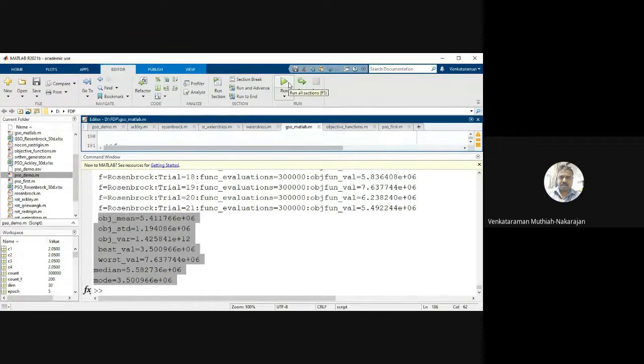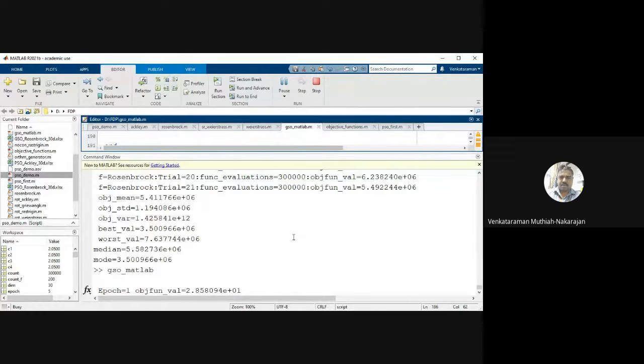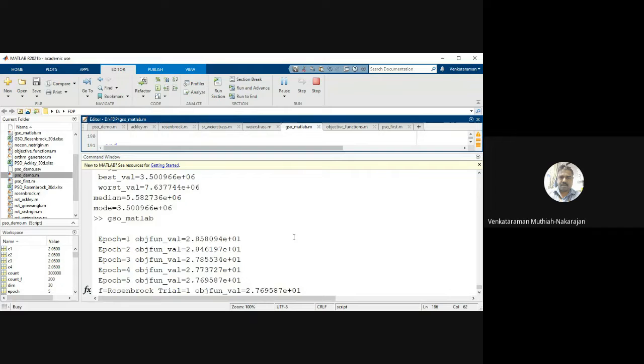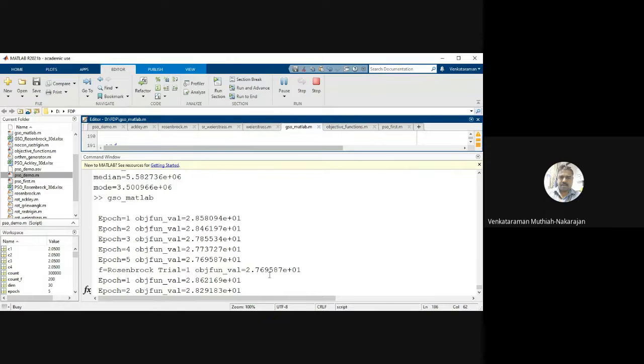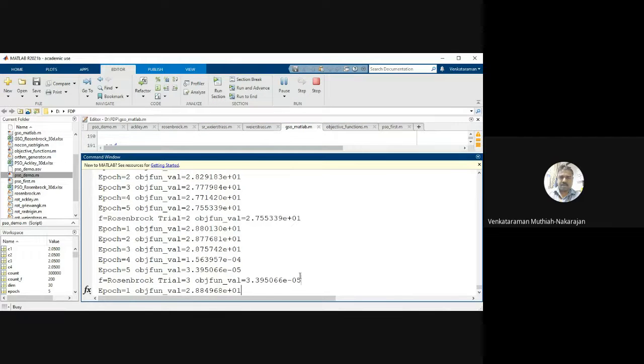Let us run the galactic swarm optimization algorithm, which is a variant of particle swarm optimization. So there are 21 trials. Each trial has 5 epochs. Okay. When you see the result, you can clearly see that it is significantly improved. Here in PSO it is about 10 to the power 6. Now it is way better. You get to see even 10 to the power minus 5.